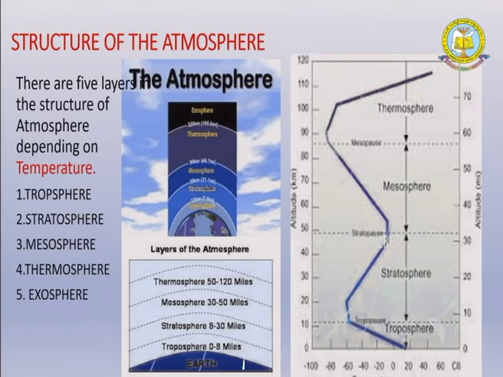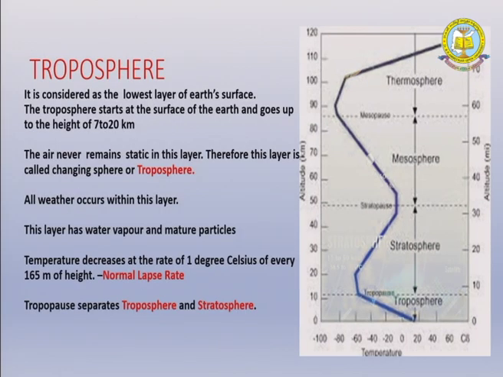Now, next we are going to learn about the characteristic features of each and every layer of the atmosphere, which gives us clear information about the structure of the atmosphere. The first layer from the surface of the earth is the troposphere. This is the lowest layer, and the troposphere starts at the surface of the earth and goes up to a height of 7 to 20 kilometers.